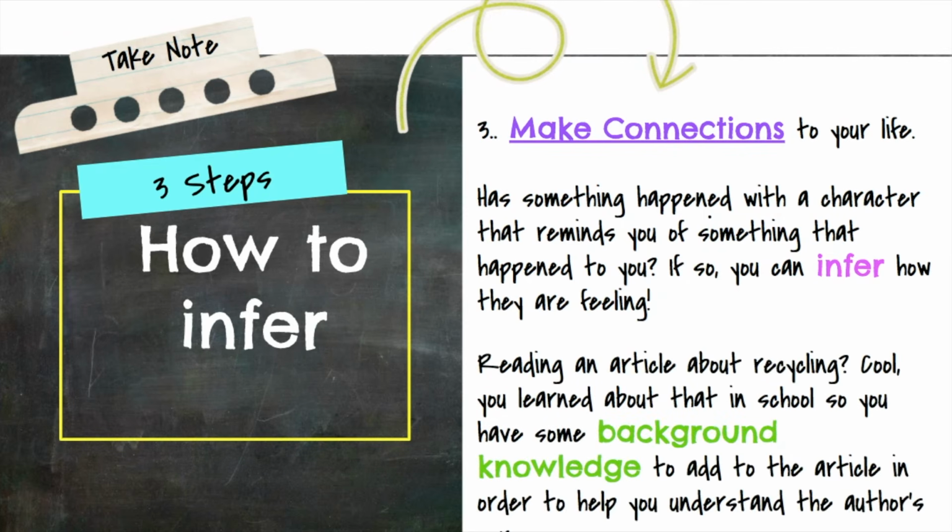So as far as informational text, if you're reading an article, let's say about recycling, you probably learned some of that stuff in school, so you have some background knowledge to add to the article in order to help you understand the author's purpose. And that is it. 3 steps to help you with making inferences. Again, ask yourself why, and connect it to your life, and you'll be inferring like a boss.